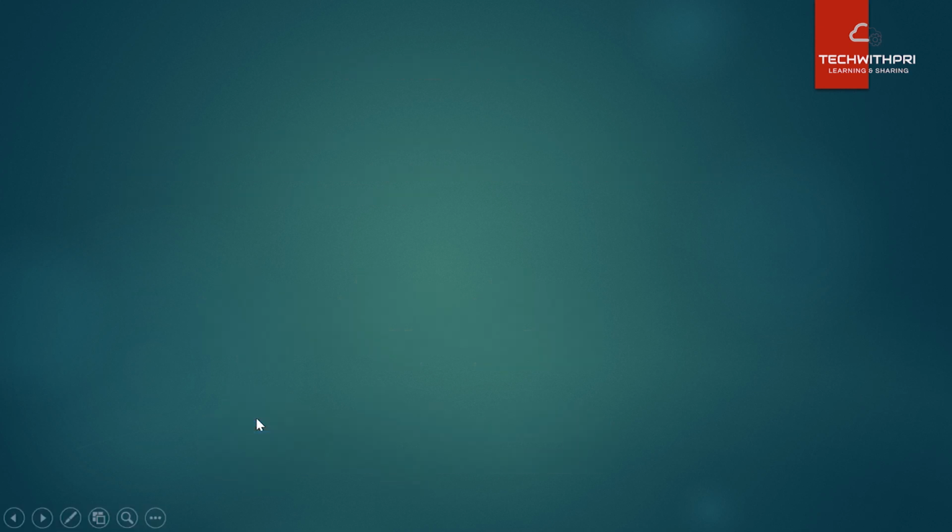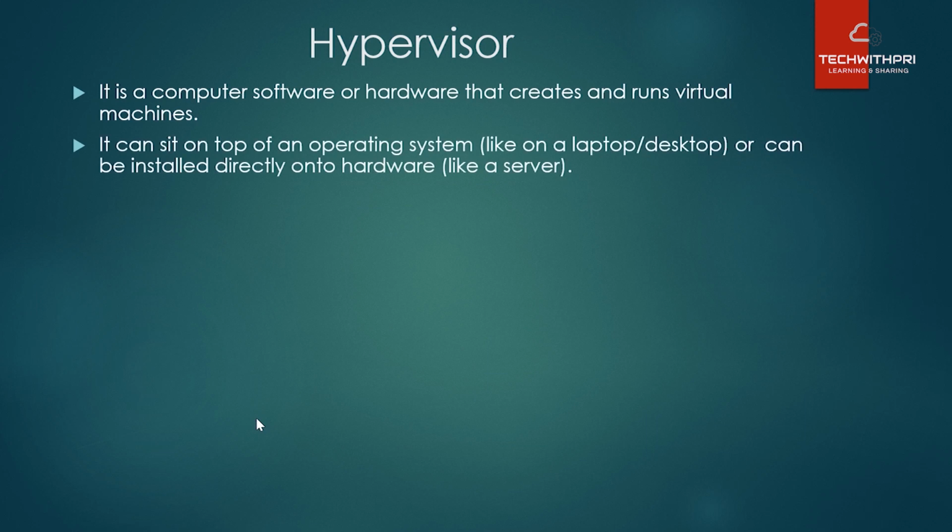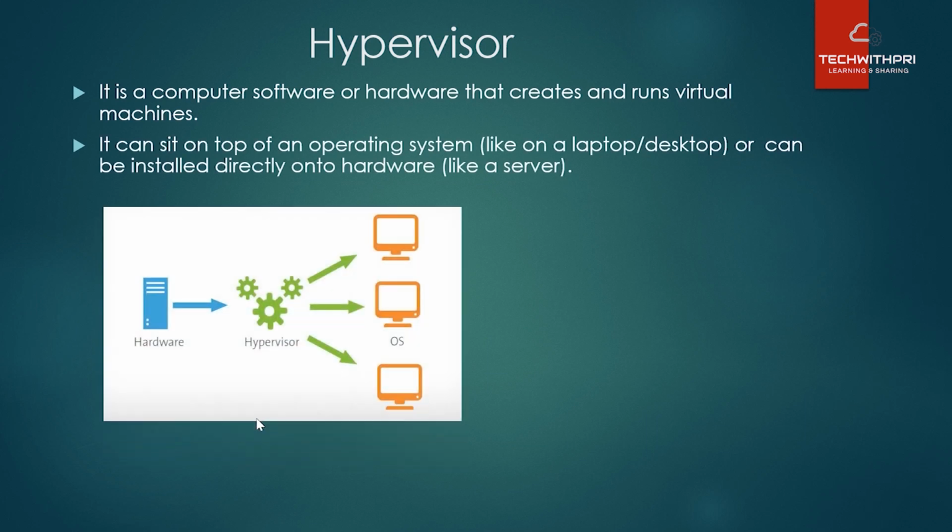I hope it's clear now, right? So now let's see two pictures. This is the picture of type 1 hypervisor. So guys, there are two types of hypervisor. First, type 1, second, type 2.